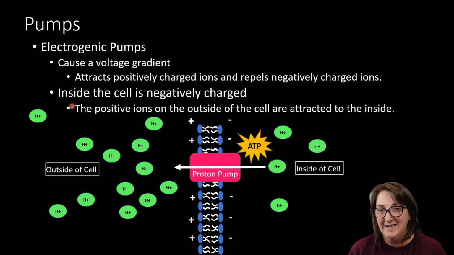So inside the cell is negatively charged. So here's the inside of my cell. I am negatively charged. The positive ions on the outside are attracted to this negative charge here, so they're going to stay around this membrane, which is kind of nice because later on when we talk about ATP synthase, these hydrogen protons need to stay around here for ATP synthase to work. So this charge on this membrane allows these hydrogen protons to come closer.